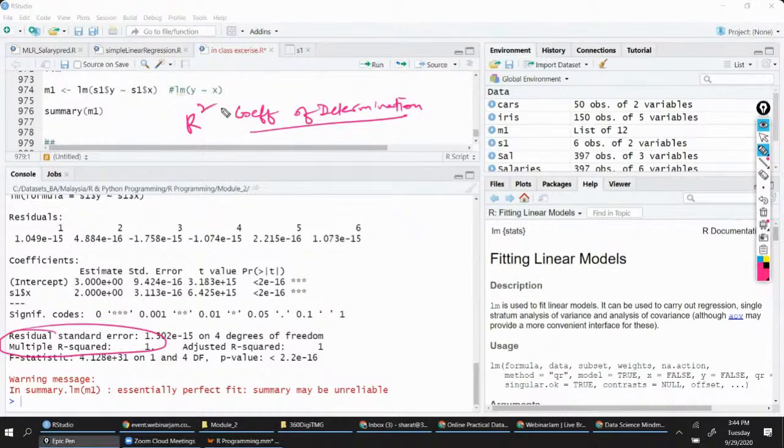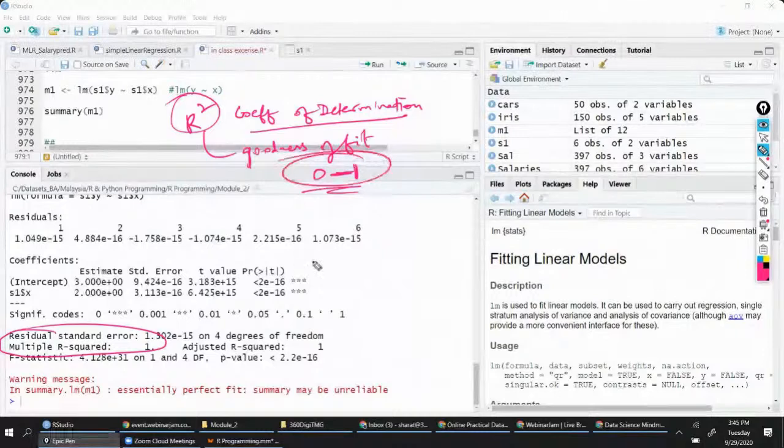Okay, it is represented as R squared. It is also known as predictability or goodness of fit. Okay, and it ranges from 0 to 1. R squared, right? It cannot be a negative value. It can range from 0 to 1. And this R squared is basically expressing how well you can predict Y given X.